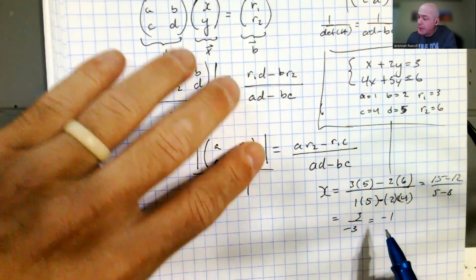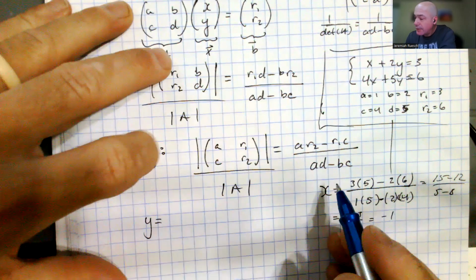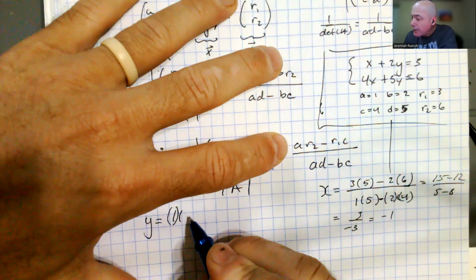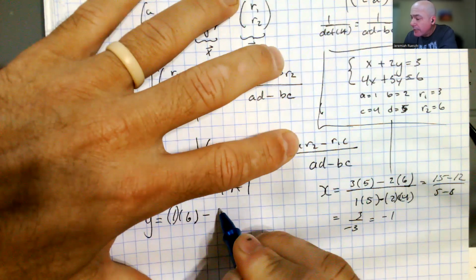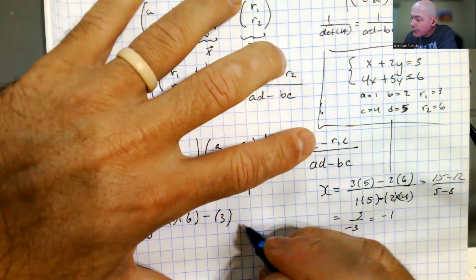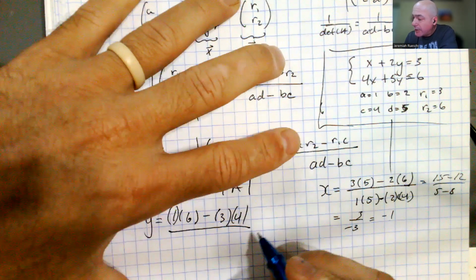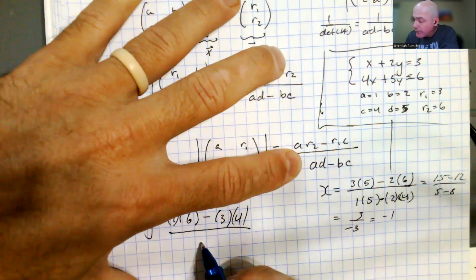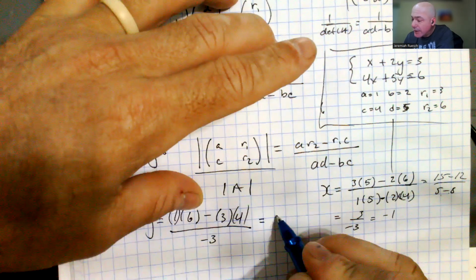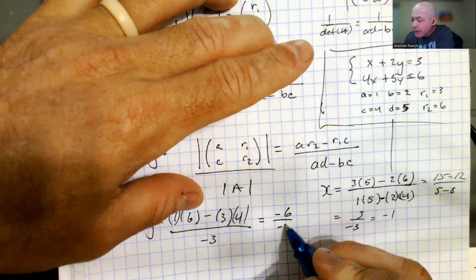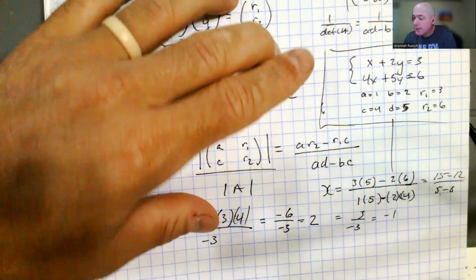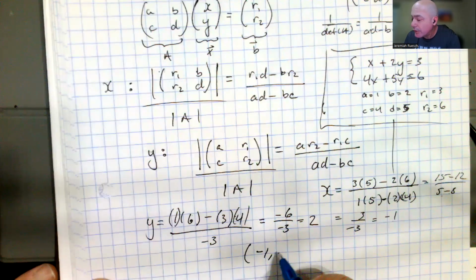And likewise, we plug in for Y. We have A is 1, and R2 was 6, minus R1, which was 3, and C, which was 4, divided by AD minus BC, which we saw was negative 3. We already calculated that. This is 6 minus 12, so this is negative 6 divided by negative 3, which gives me a positive 2. Okay, so this solution says it's negative 1, 2.